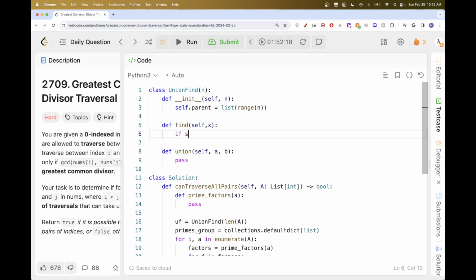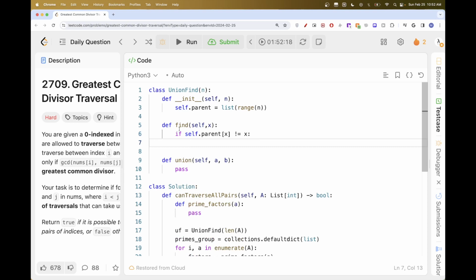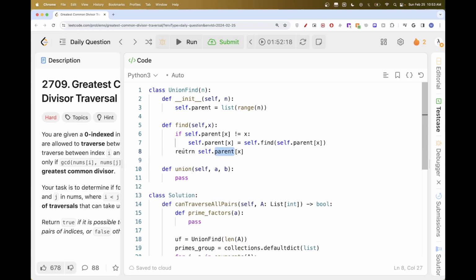Okay, and so how do we do that? Well, we just check if the parent of x is different than x, then that means x is not the root of the component that x is in. And so in that case, we want to go up and find the root. So we want to attach x to that parent. So we say the parent of x now, we need to find the parent of the parent of x. And then once we find it, that's what we want to return. So we want to return self.parent of x, because that's the root. Okay, so that's the find function definition.